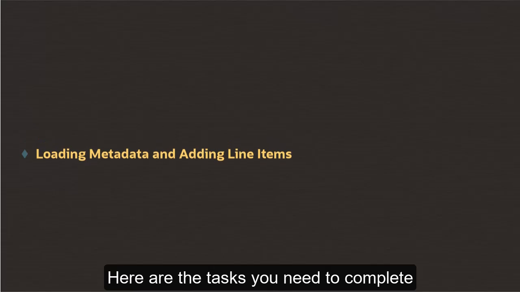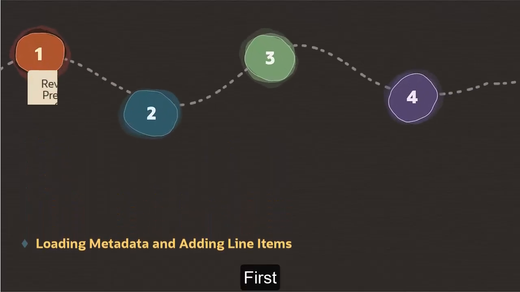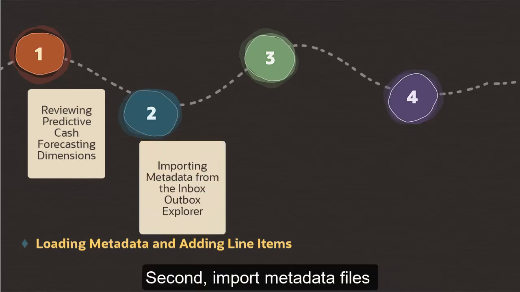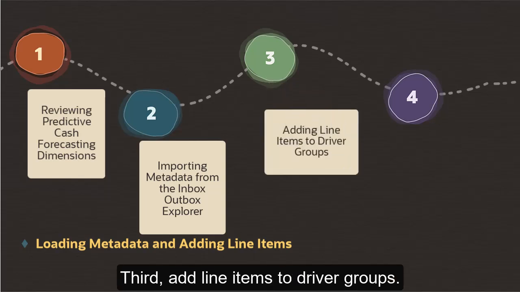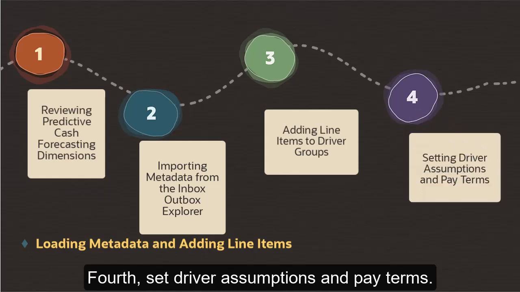Here are the tasks you need to complete to load metadata and add line items. First, review predictive cash forecasting dimensions. Second, import metadata files from the Inbox-Outbox Explorer. Third, add line items to driver groups. Fourth, set driver assumptions and pay terms.